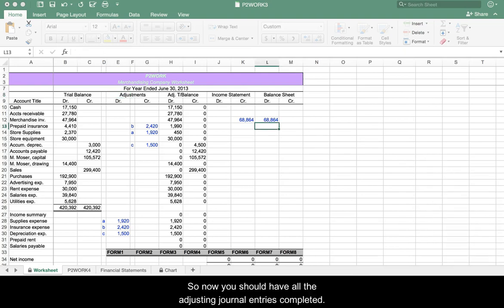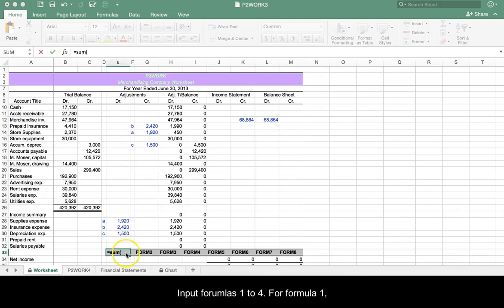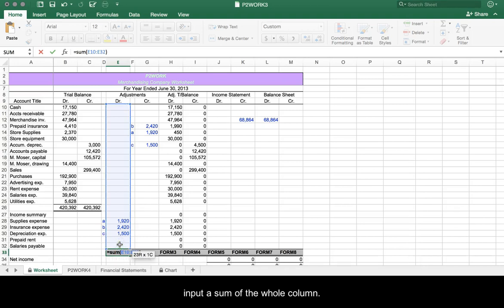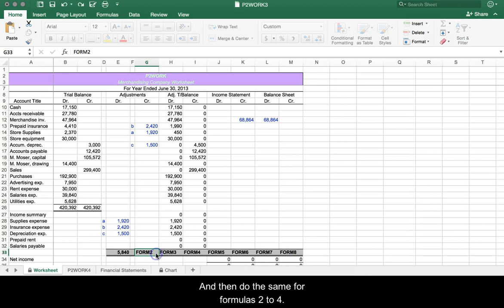So now you should have all the adjusting journal entries completed. Input formulas 1 to 4. For formula 1, input a sum of the whole column. And then do the same for formulas 2 to 4.